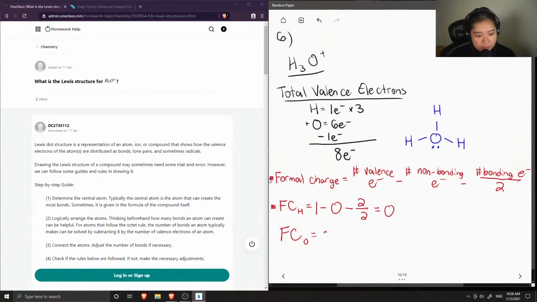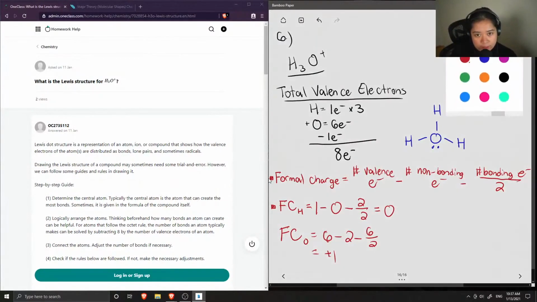So now let's calculate the formal charge of our oxygen atom. Oxygen has 6 valence electrons, and there's a lone pair, so we have 2 non-bonding electrons, and there are 3 bonds to all the hydrogens. So we have 6 bonding electrons divided by 2. So 6 minus 2 minus 3 is positive 1. So we know that our central oxygen is the one that has the positive charge.